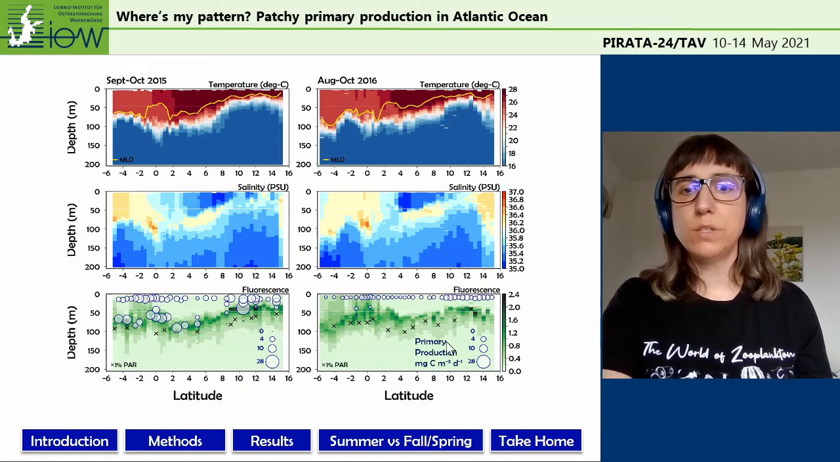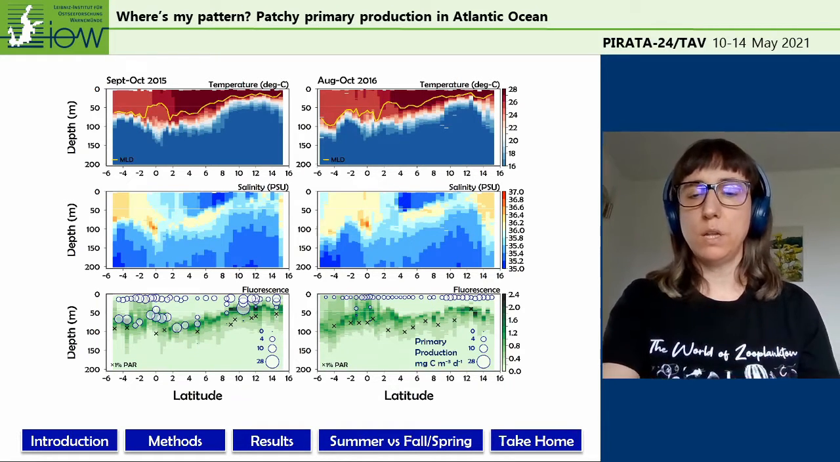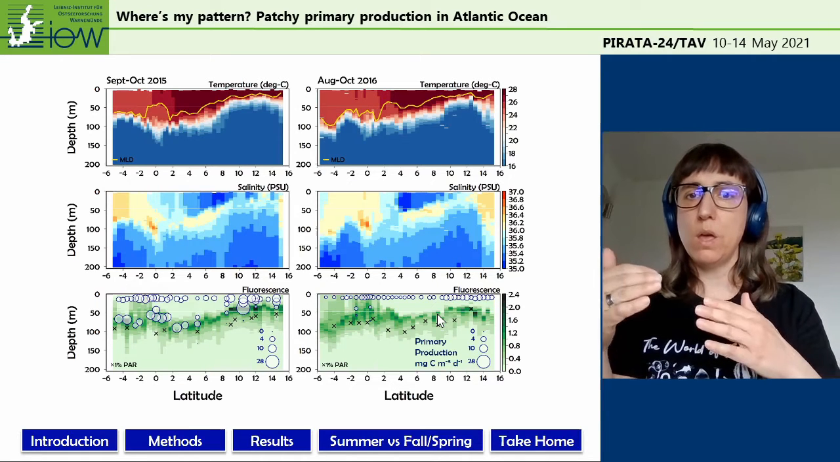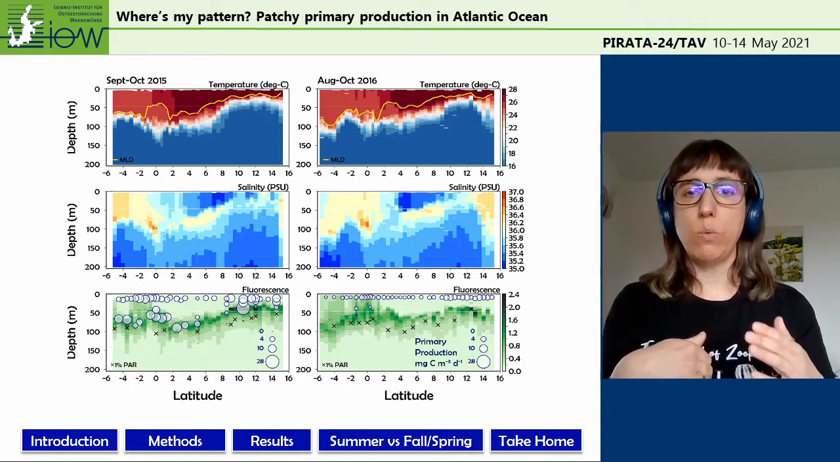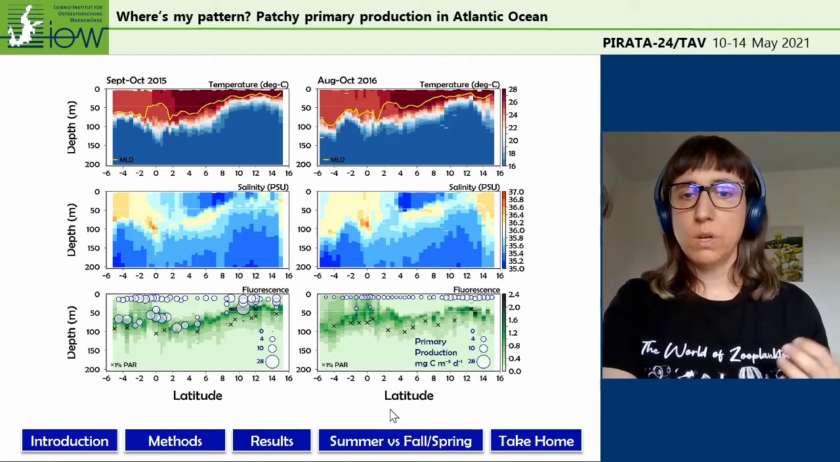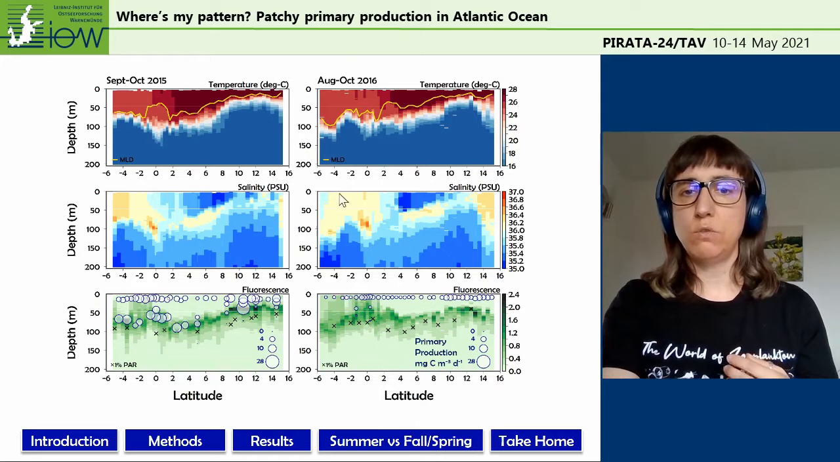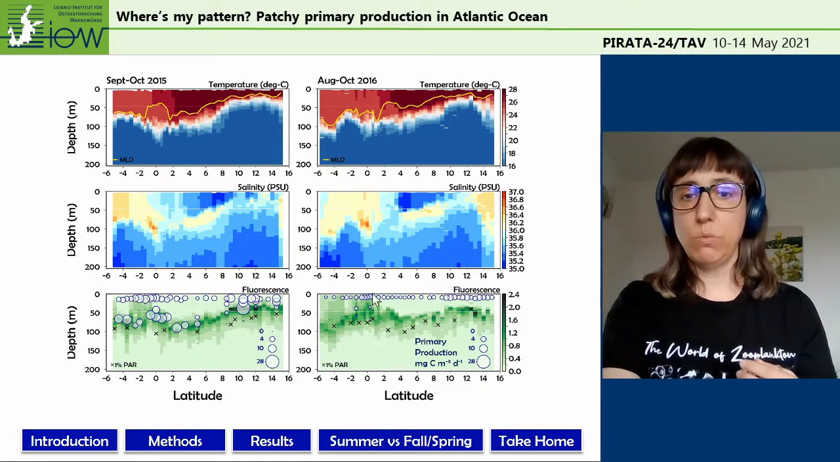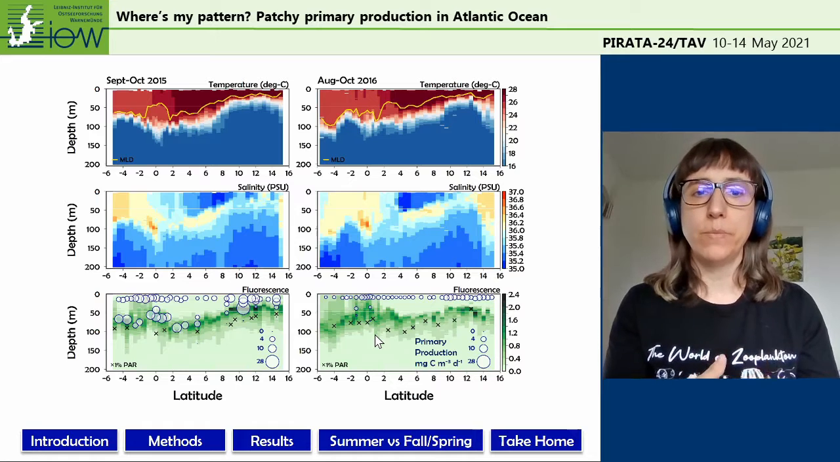Then in the lower panels, you see that there's a more or less well-defined DCM at the beginning of the transit in the Guinea dome area, which is very shallow, and then it deepens gradually towards the equator where it seems to shallow again. However, the DCM is not as well defined in this area because in those stations where we see this increased salinity, we also see a high fluorescence through the water column.